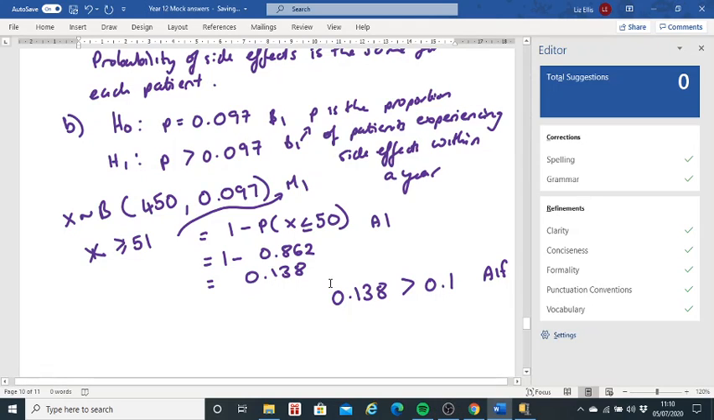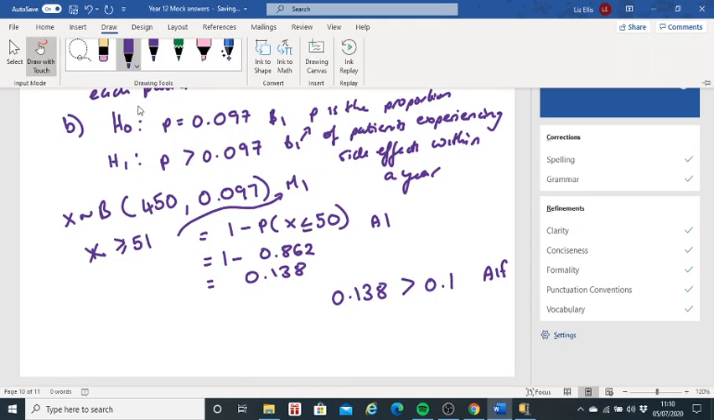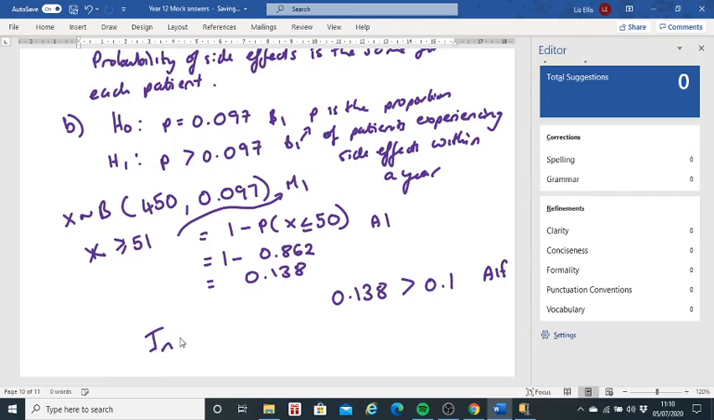Right, to continue. Because this is likely to happen, it's a fairly normal thing for it to happen because it's larger than the significance level. That means there is insufficient reason to reject H0 in favor of H1.